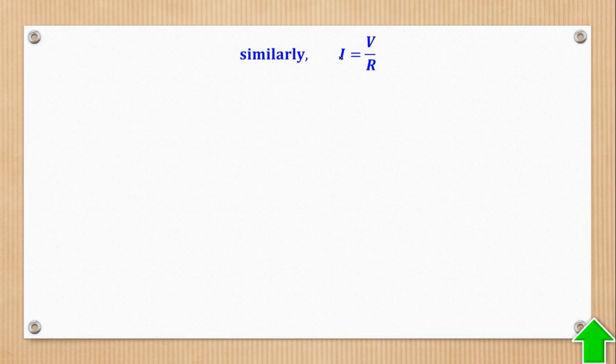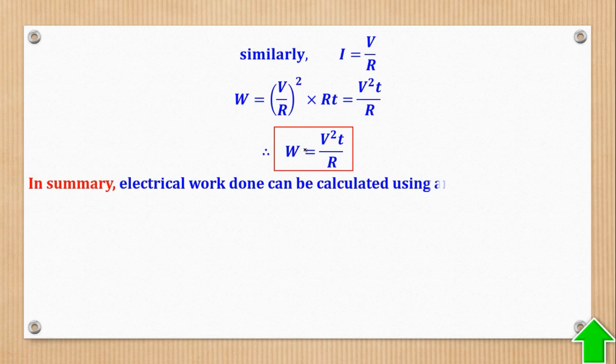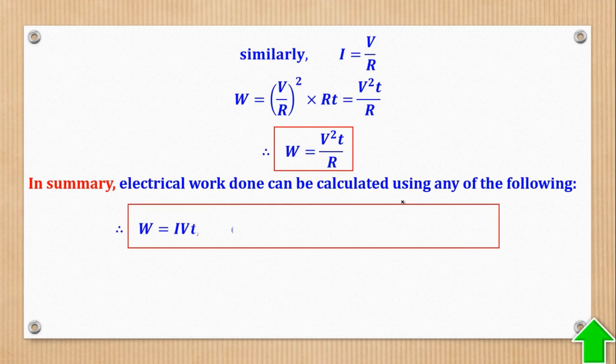Similarly, we know that I is equal to V over R. Therefore, when I substitute for I, I'll come up with V squared T over R. So in this case, if I is not given, you can use this expression. You have seen an expression where R is not given, an expression where V is not given, and an expression where I is not given. Any of the three formulas gives the same answer. So in summary, electrical work done can be calculated using any of the following: the first expression, second one, and third one.